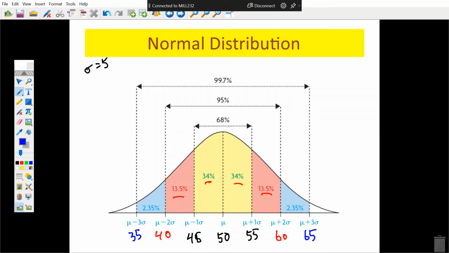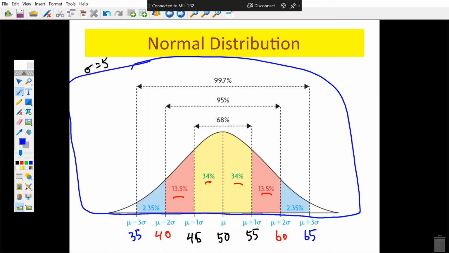And this chart will be given to you. It'll be attached to your formula sheet, and you're going to use this to answer your questions that I'm going to show you here in just a moment.